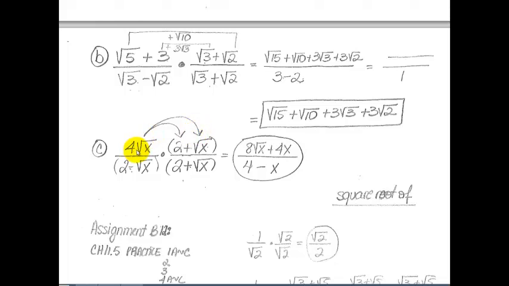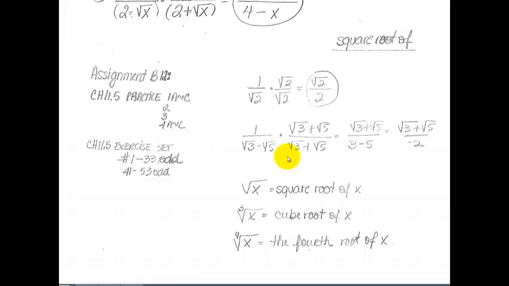Okay, so 4 times 2 is 8 square root of x, and then 4 times 1 is 4. Square root of x times square root of x is x. There's nothing else that I can do here on the top. And on the bottom, I met my goal of not having a radical in the denominator. Okay?